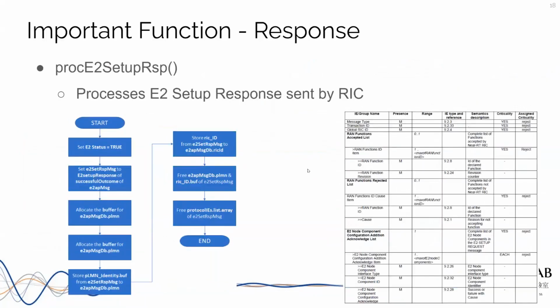And the second part is the response. It processes the E2 setup response sent by the RIC. After decoding the message with ASN.1, the following step is to duplicate the allocated memory and store the parameters in the memory, and in the database in the DU. Then finally, free the memory of the E2 response message.